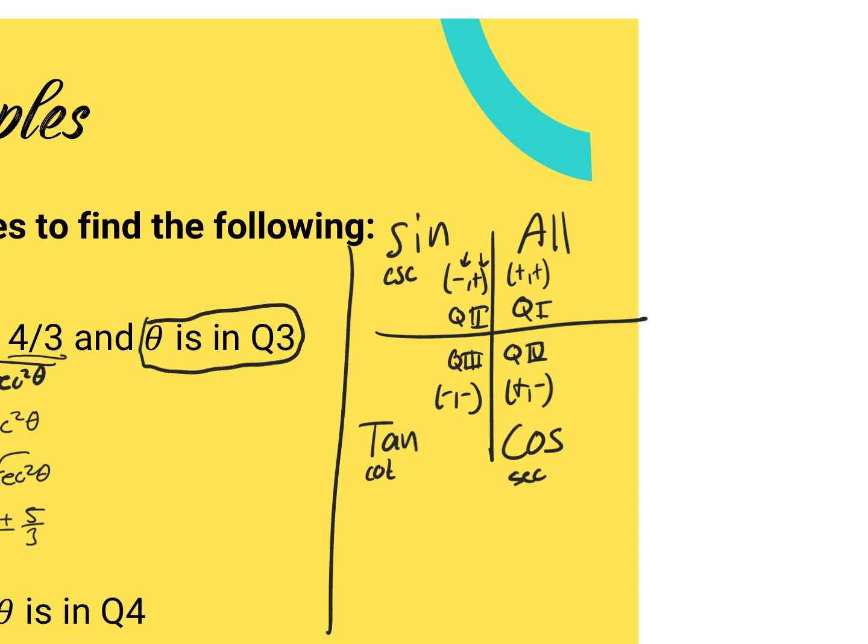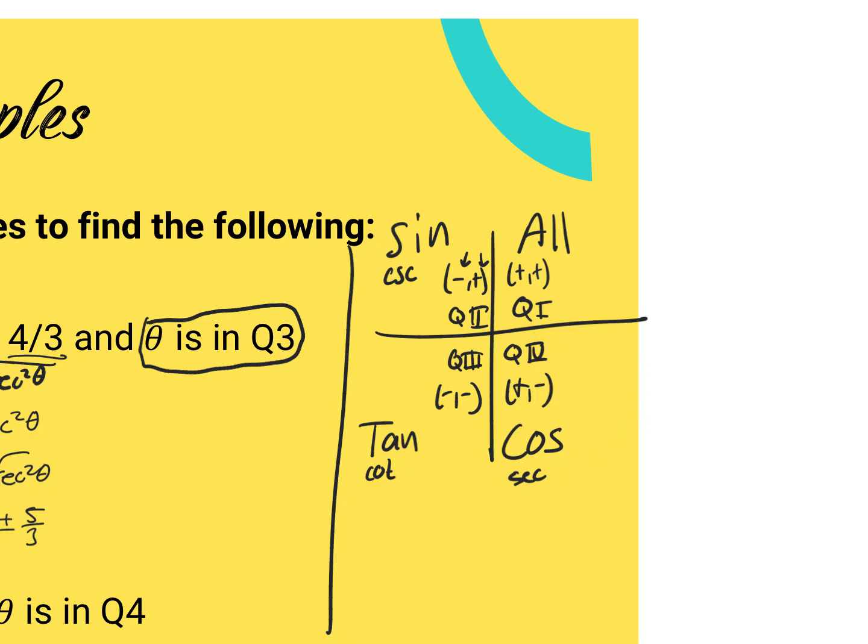So I just outlined what is positive and where. All the functions are positive in the first quadrant. Sine is the only one that's positive in the second. Tangent's the only one that's positive in the third, and cosine's the only one that's positive in the fourth.